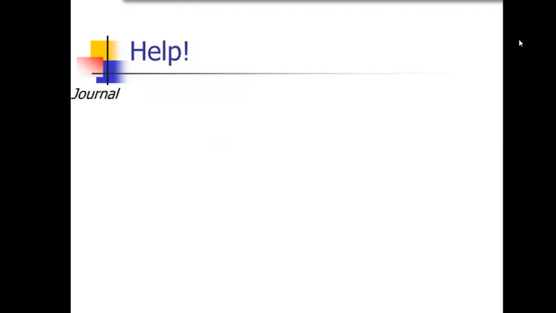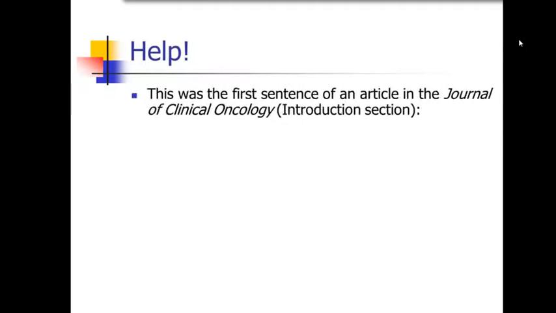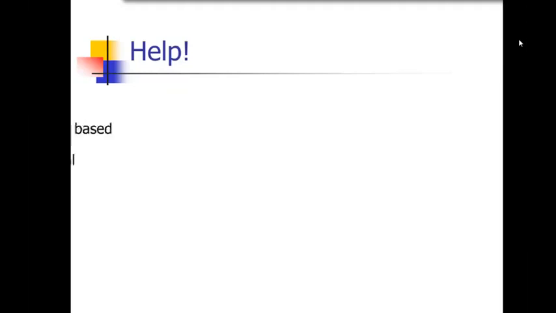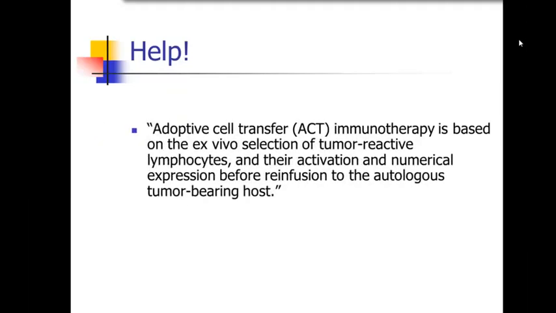So I just want to start with a sentence that I was reading in an article in the Journal of Clinical Oncology. Now, this is one of the top cancer journals out there. And this was the first sentence of the introduction section. So this is where the authors are really supposed to be drawing the reader into the writing. And it reads, adoptive cell transfer immunotherapy is based on the ex vivo selection of tumor-reactive lymphocytes and their activation and numerical expression before reinfusion into the autologous tumor-bearing host.